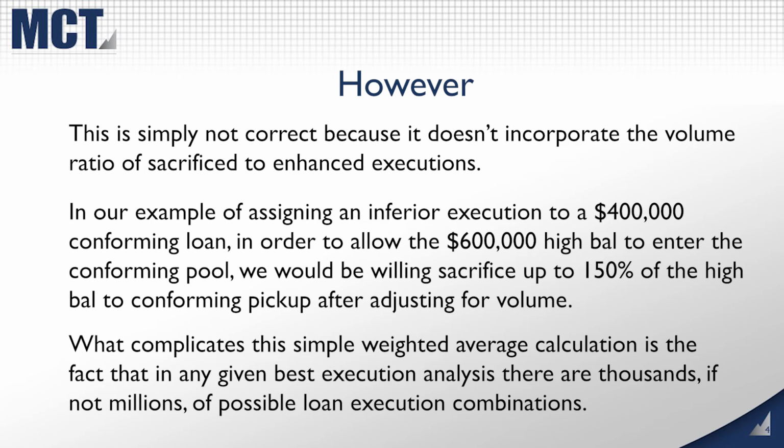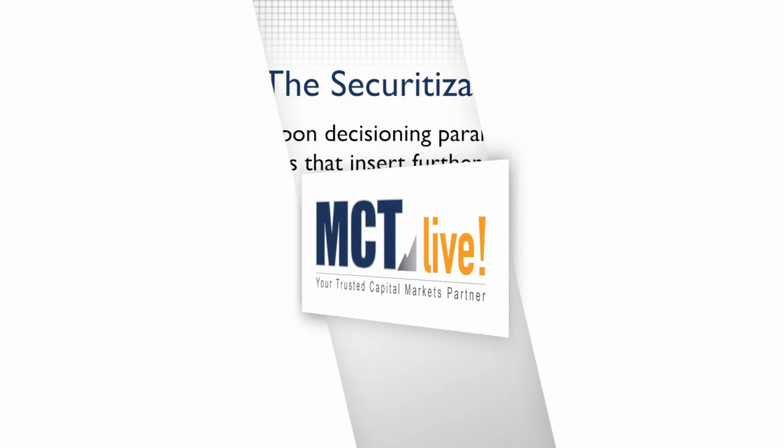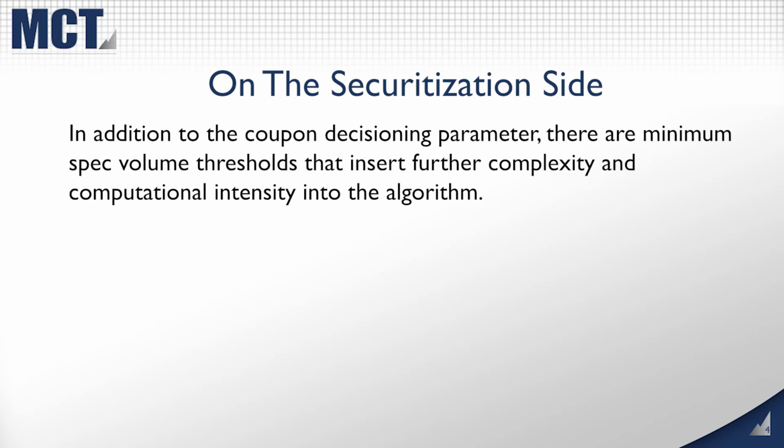What complicates this simple weighted average calculation is the fact that in any given best execution, there are thousands if not millions of possible execution combinations. Calculating this combination of loans that achieves the highest weighted average price for the global population is the initial basic need for optimization. On the securitization side, in addition to coupon decisioning parameters, there are minimum spec volume thresholds that insert further complexity and computational intensity into the algorithm.